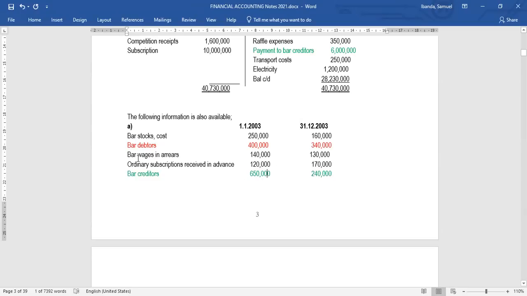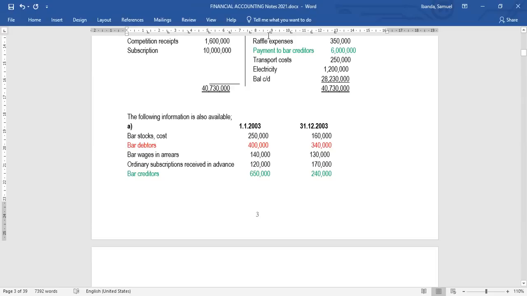So what I'm going to do, I'm going to open up my creditors account, and I'm going to have this as opening balance, and then I'm going to have this as my closing balance, and then I'll make sure I record the bar creditors. Definitely the bar creditors, I'll record them on the debit side of the creditors account. Why? Because every time we make payments to bar creditors, it reduces our creditors. And once creditors reduce, those are liabilities decreasing. When liabilities decrease, we debit them, okay?